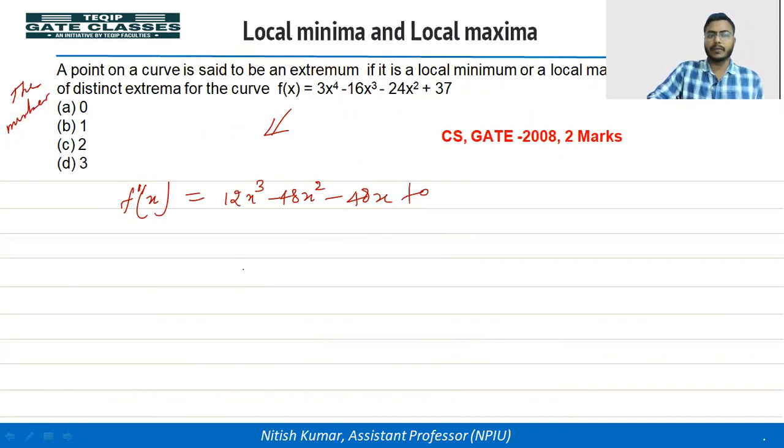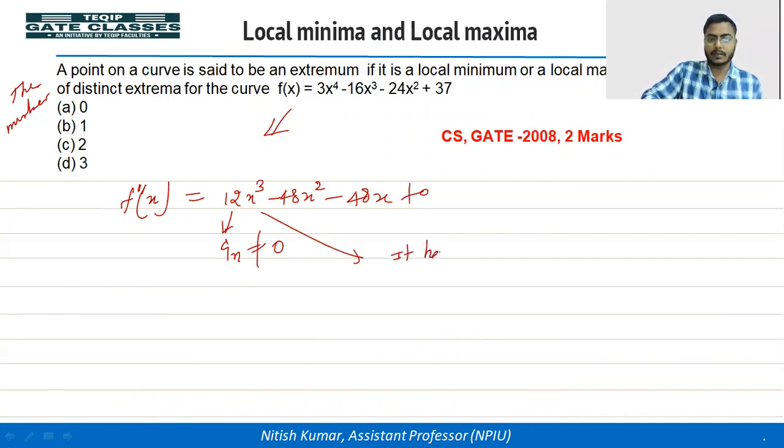See, no need to solve here. This is asking about the number of extrema, the number of stationary points. Okay, so you can see here, this is the polynomial function, and a n is not equal to 0 in this case. So it has 3 roots because this is the power 3.